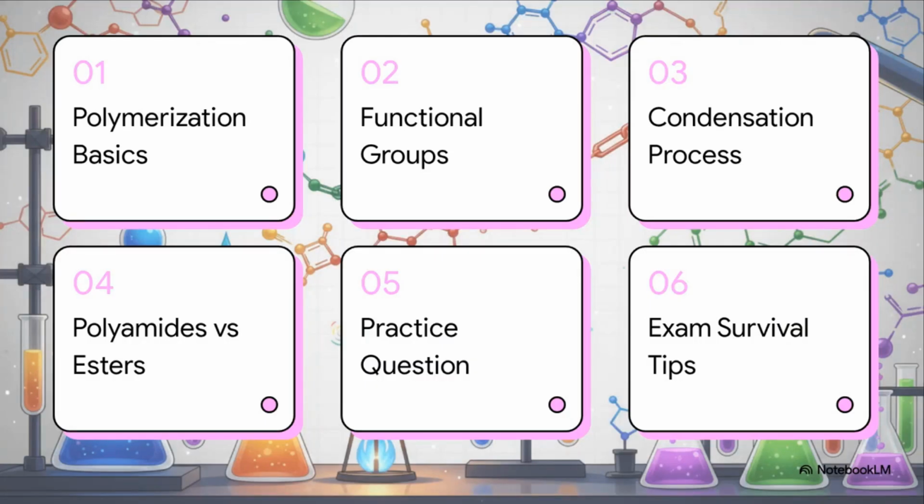We've got 1. Polymerization fundamentals. 2. Recognizing functional groups. 3. The condensation process. 4. Polyamides versus polyesters. 5. A practice exam question. And 6. Final exam survival tips. Stick with me through this structured explainer, and I promise you'll get the cheat codes to ace these questions.